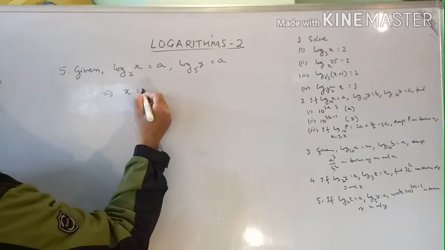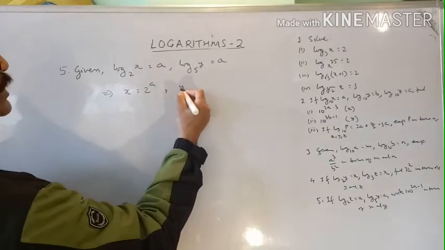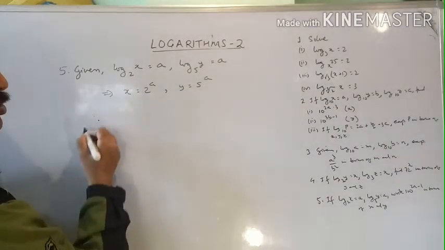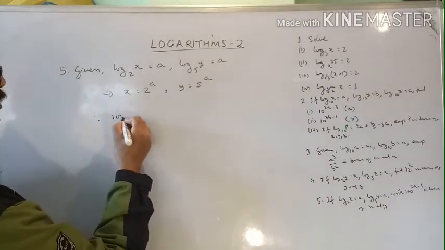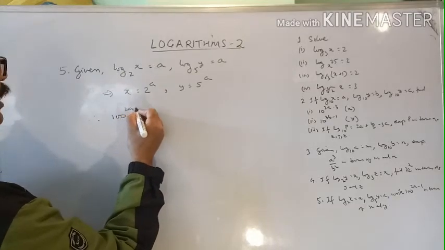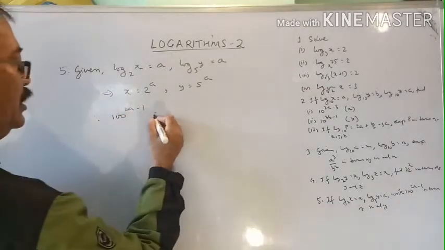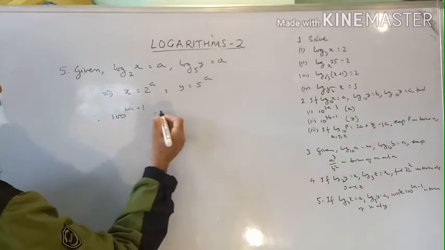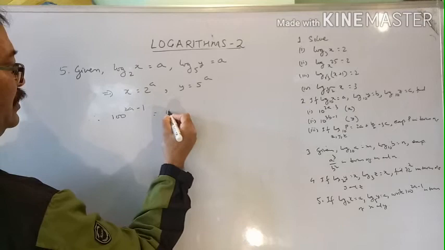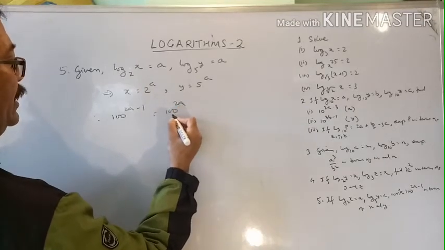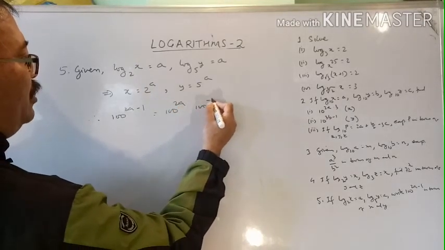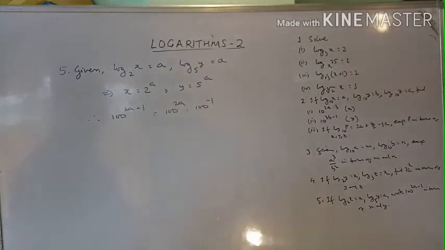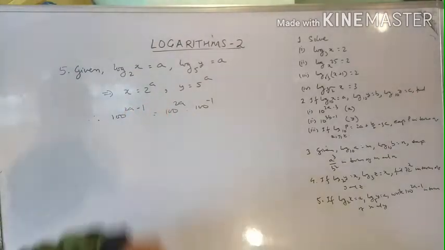So here x equal to 2 to the power a and y is equal to 5 to the power a. So now therefore we have to express 100 to the power 2a minus 1. Okay, so in this case we first write this as the product of two powers, that is 100 to the power 2a into 100 to the power minus 1. So when you multiply, you get 100 to the power 2a minus 1.